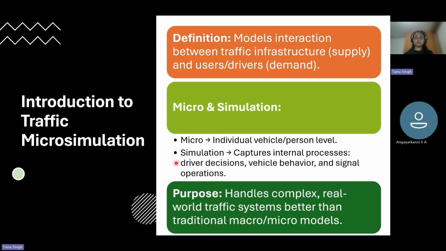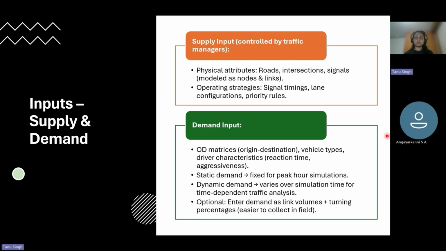Traditionally, macro or even meso models often cannot handle complex traffic situations. That's why microsimulation is so powerful: it allows us to model traffic behavior realistically and evaluate different traffic strategies. Now we were discussing how this traffic microsimulation works. It has inputs that are supply and demand.